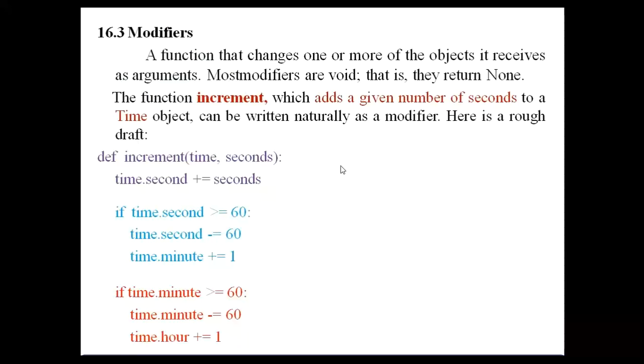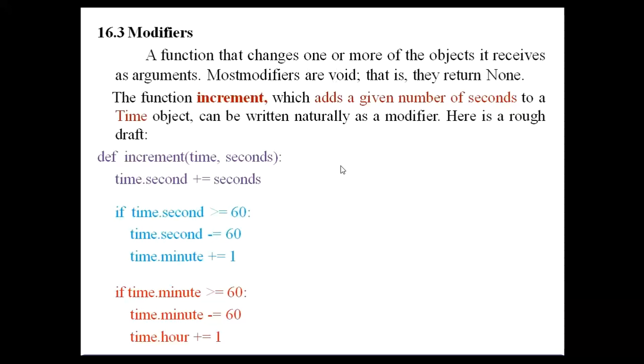This is the second type of function: a function that changes one or more of the objects it receives as an argument. That means a function which receives a particular object as an argument and changes it. Such functions we call modifiers. Most of the modifiers are void; they are not going to return any values.